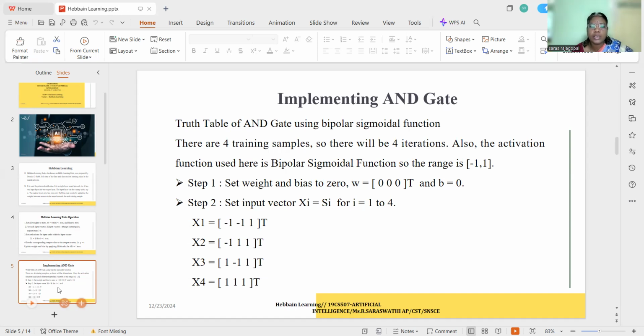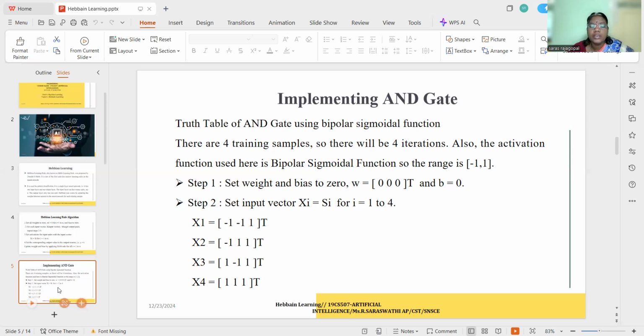There are 4 training samples, so there will be 4 iterations. The activation function used here is the bipolar sigmoidal function, so the range is -1 to 1. Set the weight and bias to 0. This is the first initial step. Weight will be 0, 0, 0 for the 3 values and the bias value is 0.